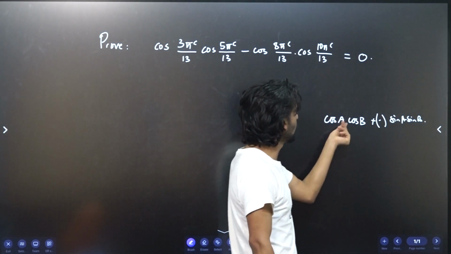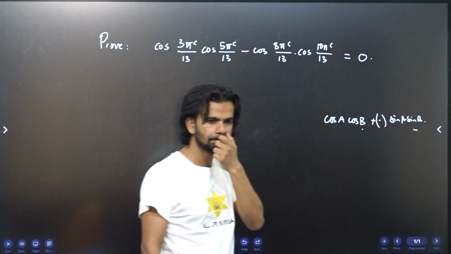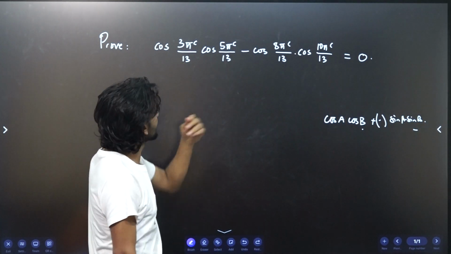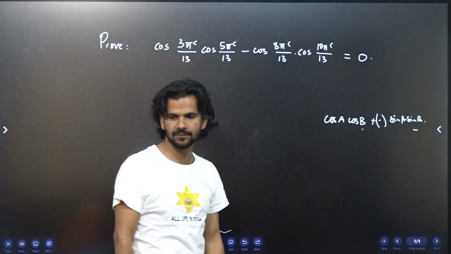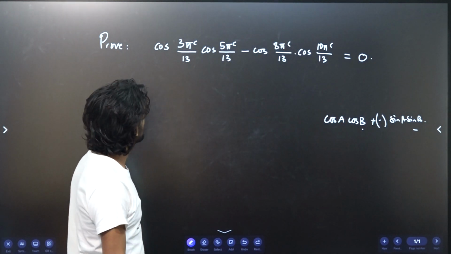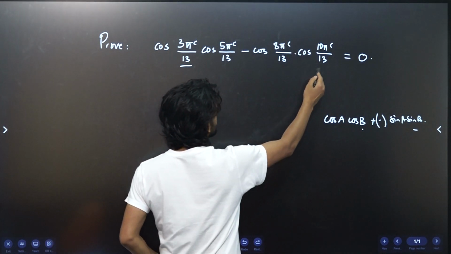But we want to have the angles the same here and here, right? That's the thing. These angles are all different, right? Here you have 3 pi, here you have 5, here you have 8, here you have 10, all of them are different. But if you look at it carefully, there is a relation between this one and this one.